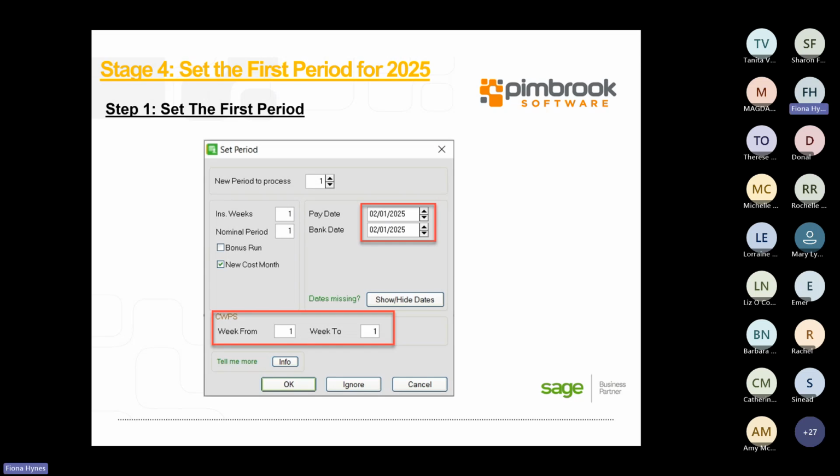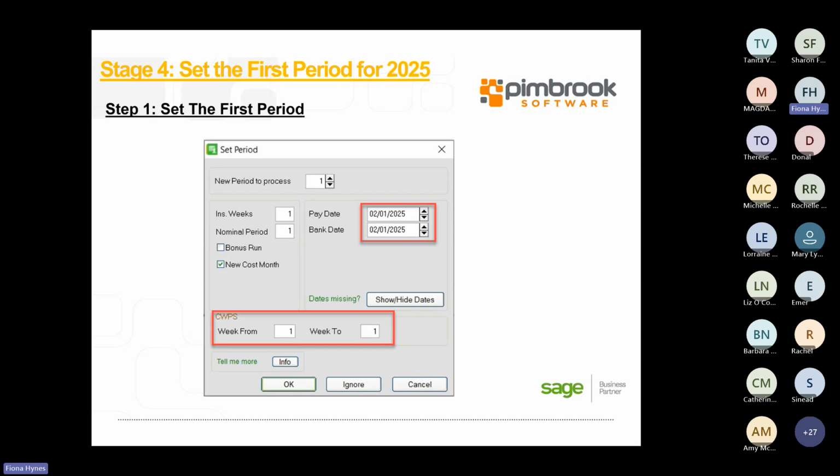You've now set up the calendar for 2025 and cleared down the old payments and deduction balances from the employee records. And now on to Stage 4, setting the first period for 2025. To set the first period, select Processing and then Set Period from the menu bar at the top of the screen, or select the Set Period button on the main screen.